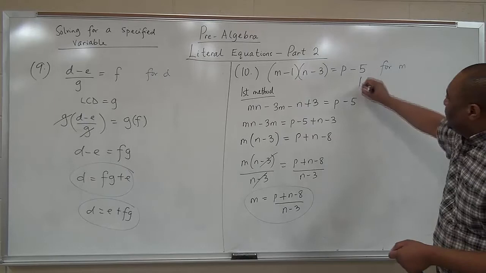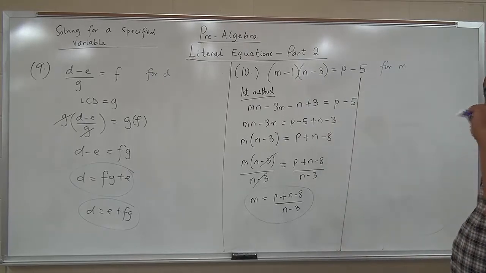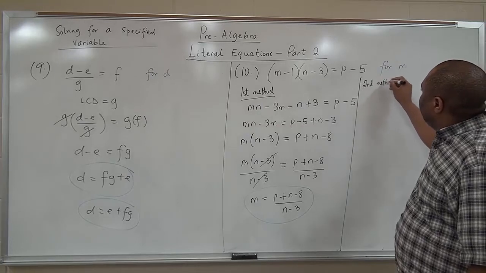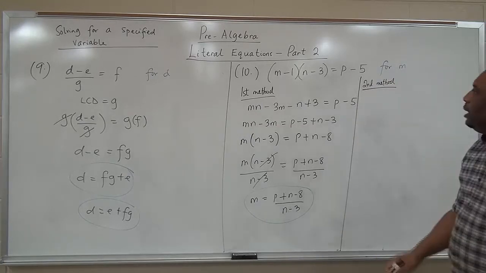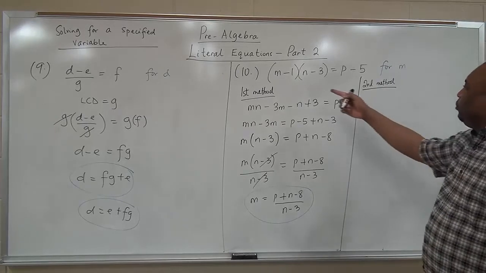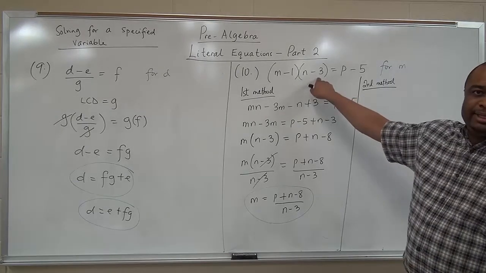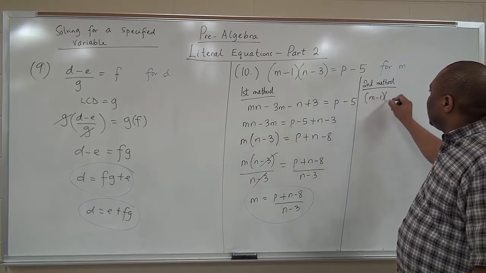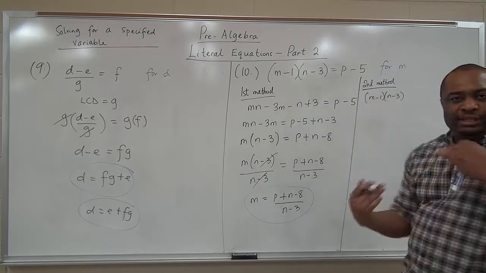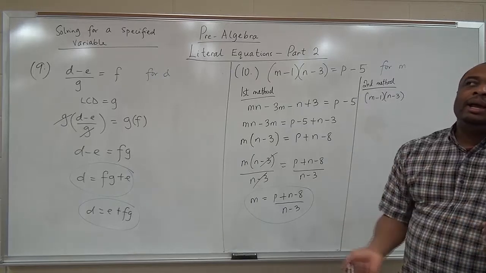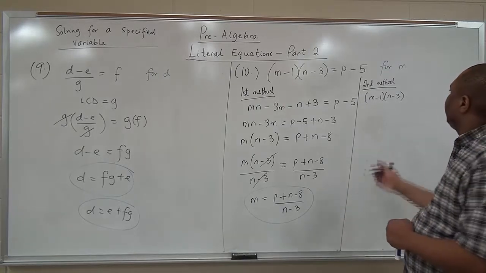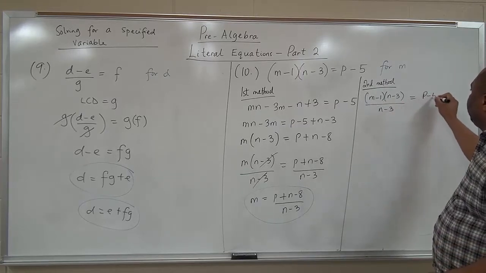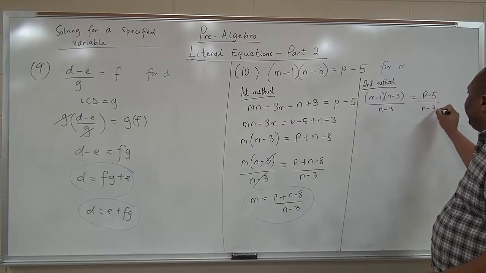Now, what if you don't like this method? Let's say you don't like this method. Okay? So we can try the second method. From the second method, we can divide both sides by n minus 3. So we have m minus 1 times n minus 3, because this is multiplication. So if you want to isolate it, you can divide, divided by n minus 3 equal to p minus 5 divided by n minus 3.